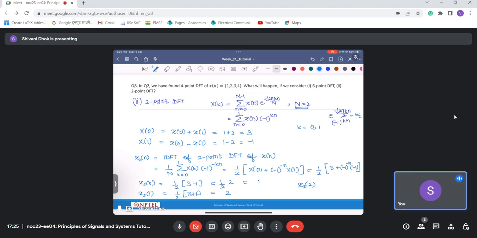Okay. So what you are saying is, what I found out was basically the DFT of only the two-length sequence, which is 1 and 2. Yes. And when I take the IDFT, I'll again get those two points only. But what was my aim? My aim was to find the DFT of 1, 2, 3, 4. Yes. So I should take my signal as 1, 2, 3, 4, which is 4 length, and then compute its 2-point DFT.